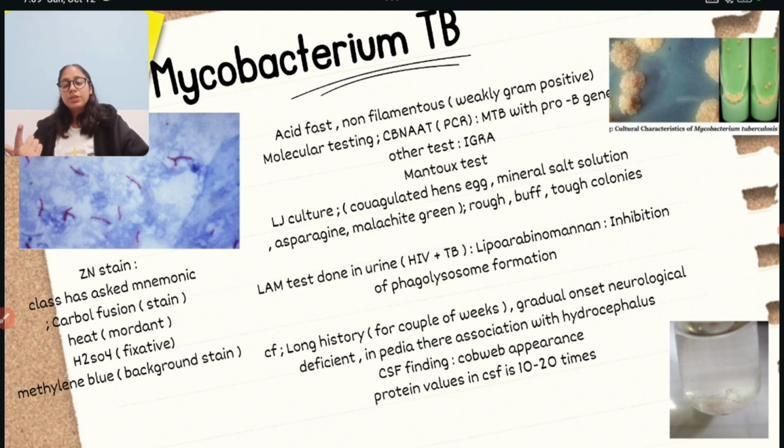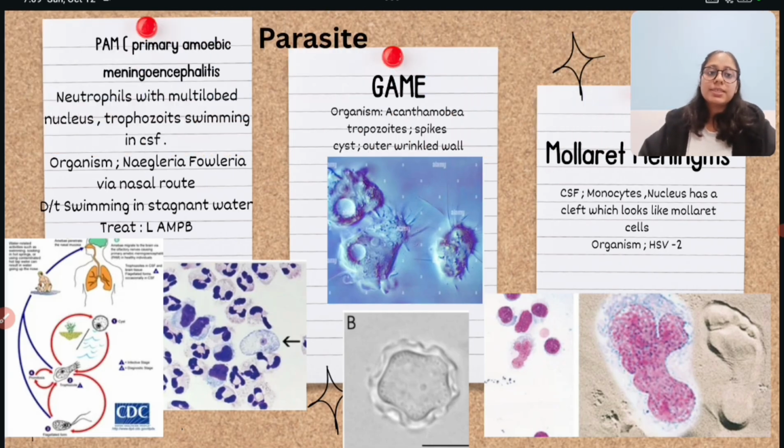What are the tests that we are going to do if you have meningitis? Okay, TB meningitis. Okay, what are the parasites which cause meningitis? One is your PAM, that is primary amoebic meningoencephalitis. But this is like a combination of meningitis as well as encephalitis. Encephalitis is infection of your brain parenchyma, and meningitis is of the meninges. So these organisms cause infection in both the areas. So, PAM is usually from the organism Naegleria fowleri, and it is going to transfer via nasal route.